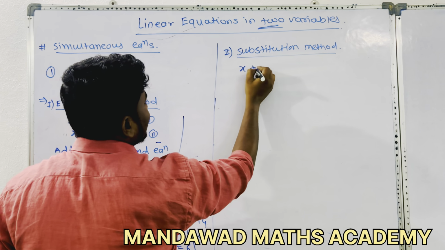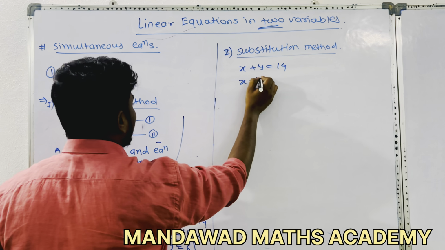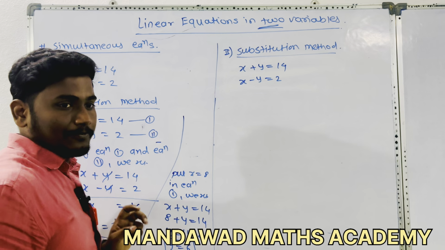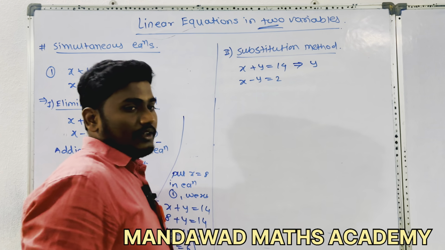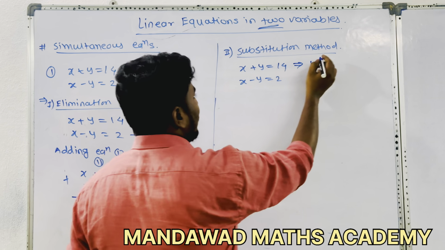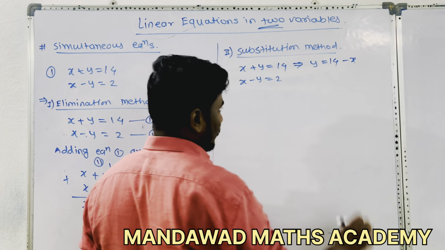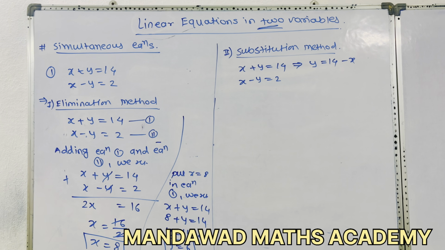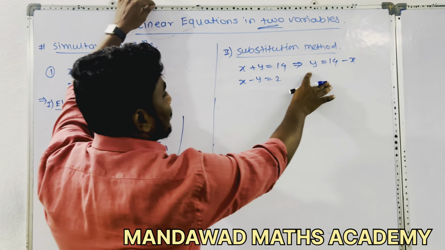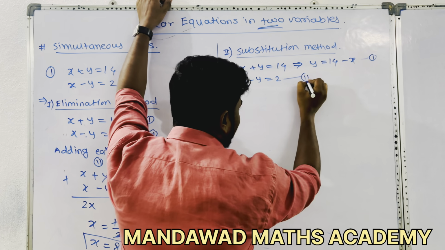Suppose I consider x plus y equal to 14 as the first equation and x minus y equal to 2 as the second equation. So what is the value of y in this? The value of y is 14, and this x becomes minus on this side. So y equal to 14 minus x is equation number 1, and this is equation number 2.